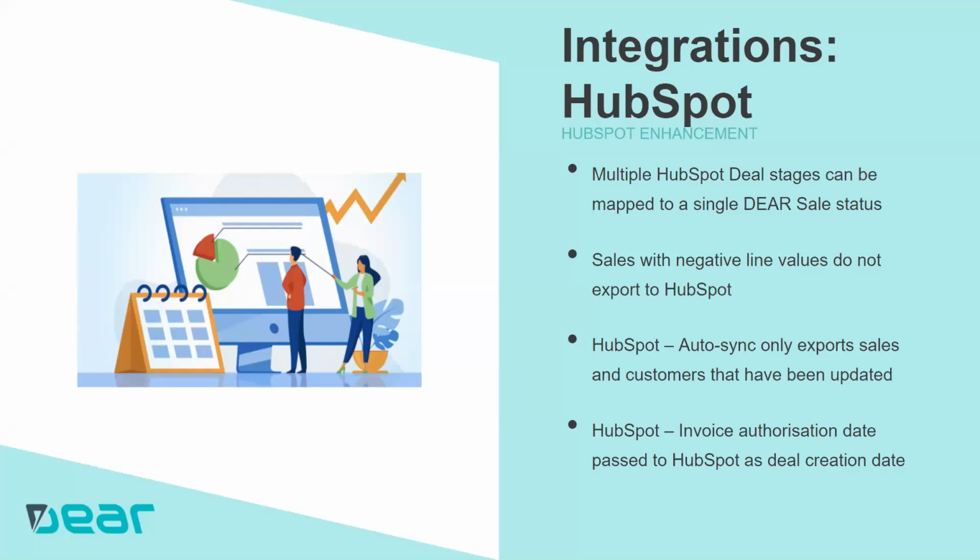And then you have invoice authorization date passed to HubSpot as a deal creation date. Previously, within that integration, sales in DIA linked to deals in HubSpot were linked by the status and deal stage. But now the invoice authorization date and the deal creation dates are going to be synced. Previously they weren't. So invoice authorization date has now been added to the list of DIA fields that can be linked to HubSpot stages. This is going to create a lot more transparency and a lot more depth to that integration.